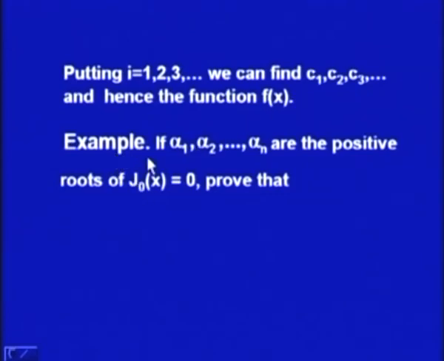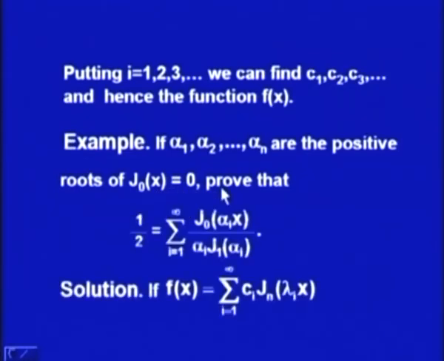Now, let us study an example based on this article. If α1, α2 and so on, αn are the positive roots of the equation J0(x) = 0, where J0(x) is the Bessel function of order 0, let us show that 1/2 is equal to the sum over i equal to 1 to infinity of J0(α_i x) over α_i J1(α_i), or we may say that 1 is equal to the sum over i equal to 1 to infinity of 2 J0(α_i x) over α_i J1(α_i).